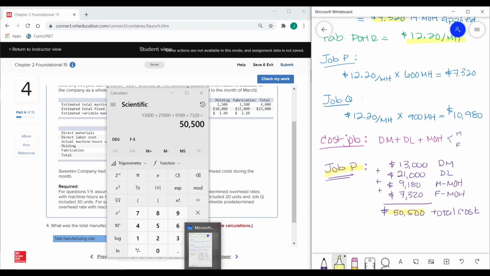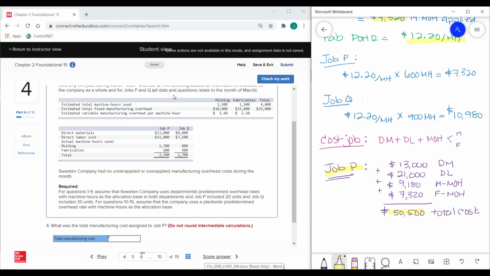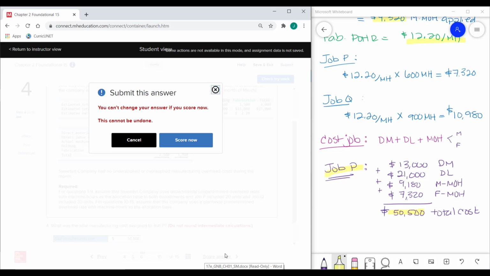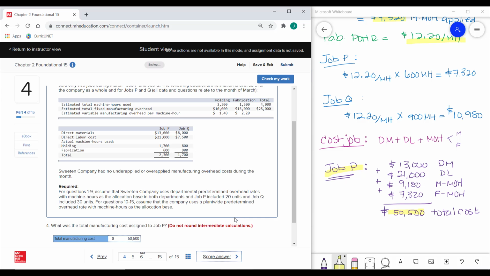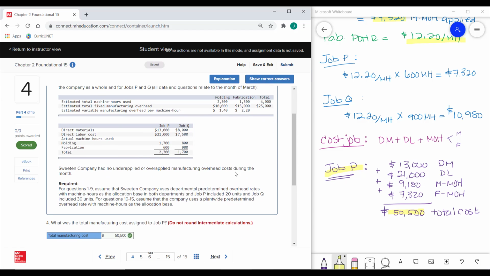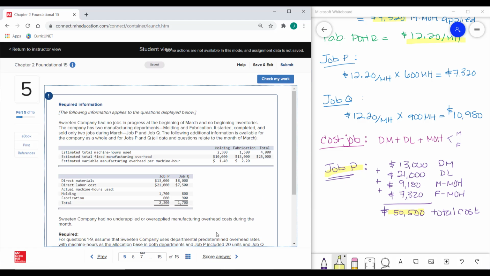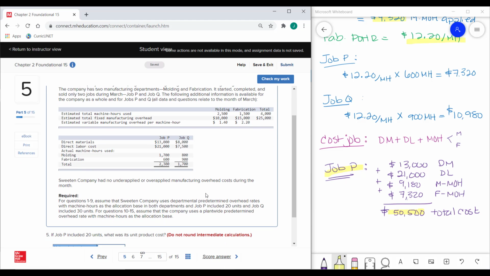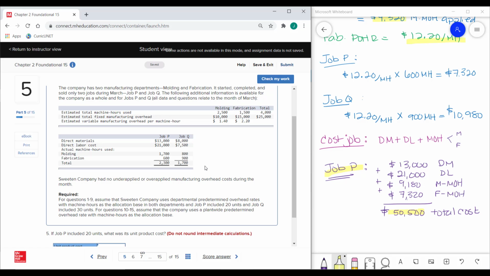Okay. Let's add this in here, $50,500, and we'll score our answer. There we go. Perfect. On to the next question. So number 5 takes this a step further. So it asks us, now we know what the total cost is of job P, but if job P included 20 units, what was its unit product cost?